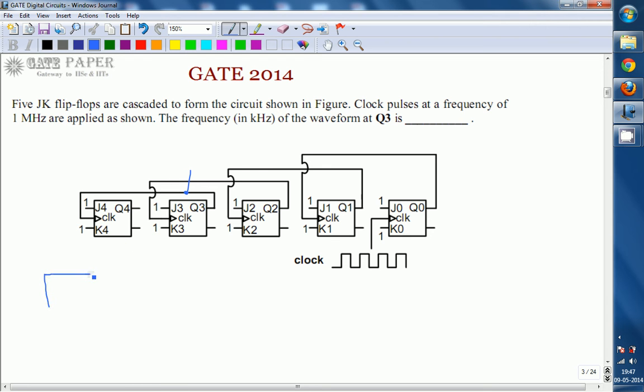For a JK flip-flop, if J and K are connected at 1, and for a T flip-flop with T connected at 1, for both, whenever J and K are connected at logic 1, as well as the T flip-flop whose T is connected at logic 1, both can act as divide by 2 counters.